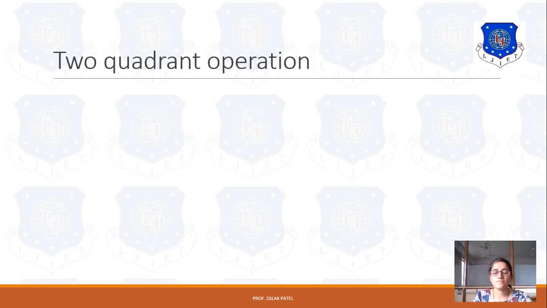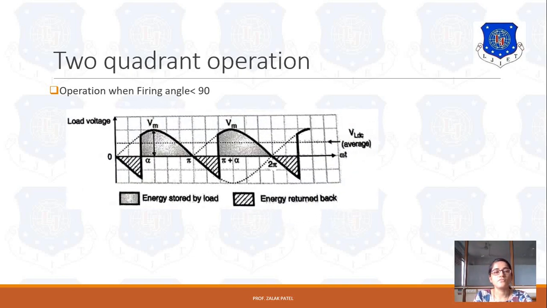First of all, as we discussed in the last session about the two-quadrant operation, the full converter will operate in two quadrants with three possibilities: operation when firing angle is less than 90 degree, operation when firing angle is equal to 90 degree, and operation when firing angle is greater than 90 degree. In the last session, we discussed this figure.